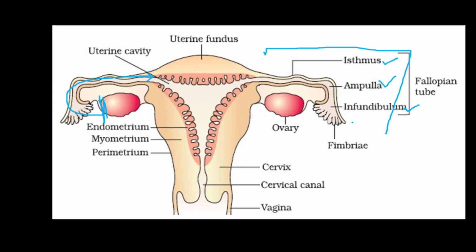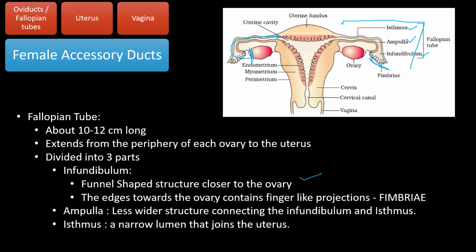Now the infundibulum has finger-like projections towards the ovary, and they are important as they catch the oocyte during the ovulation process and then transfer it to the ampulla region. The infundibulum is a funnel-shaped structure closer to the ovary, and the edges towards the ovary contain finger-like projections called fimbriae, as we talked about. The ampulla is the wider structure connecting the infundibulum and the isthmus, and the isthmus is a narrow lumen that joins the uterus.